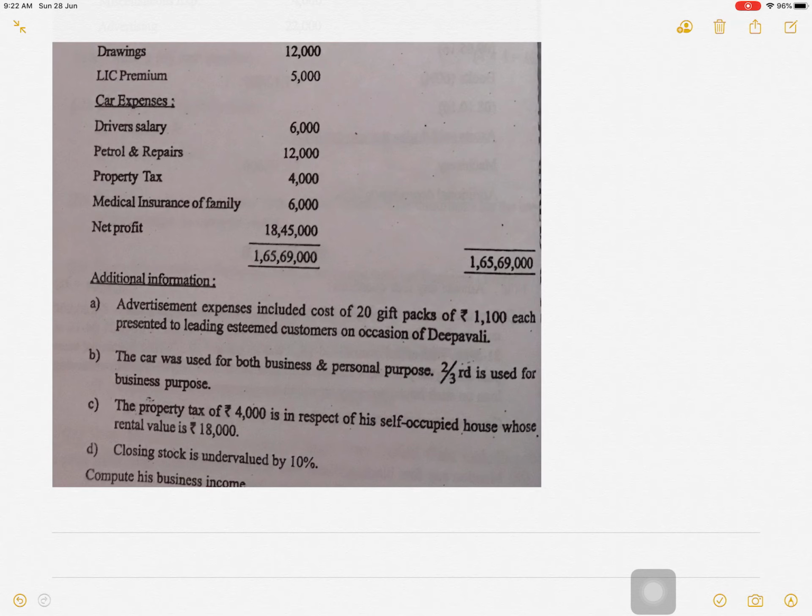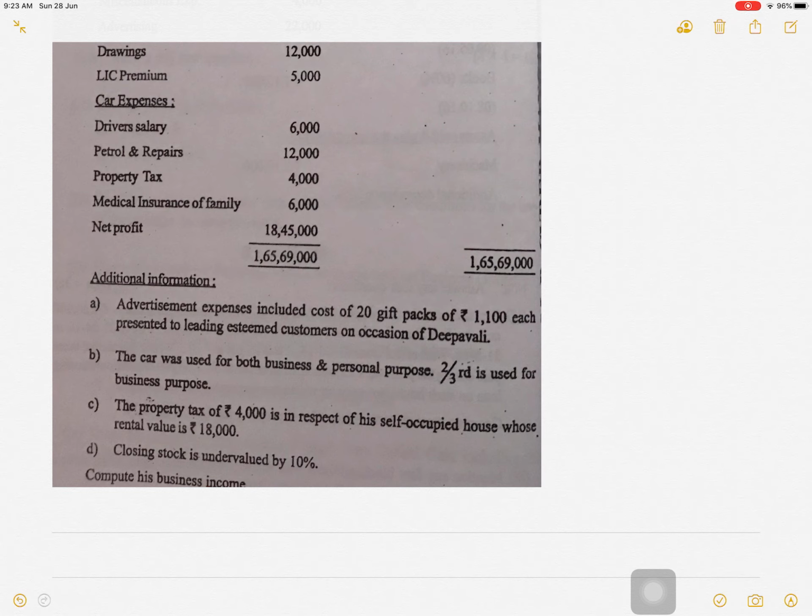Next, the car was used for both business and personal purpose. Two-third is used for business purpose. That means 1/3 is used for personal purpose. So 1/3 you will add back. Car expenses, there are 2 car expenses: driver salary, and petrol and repairs. So 1/3 of 6,000 and 1/3 of 12,000 you have to add back because those expenses are personal expense.